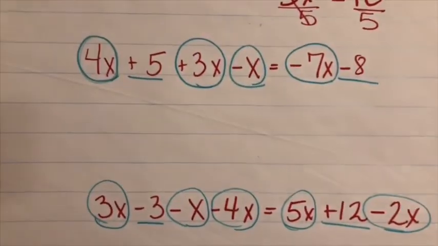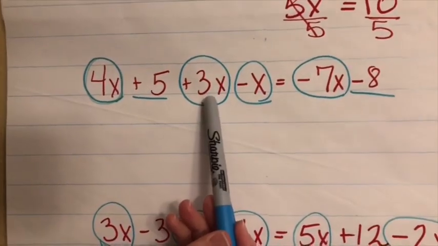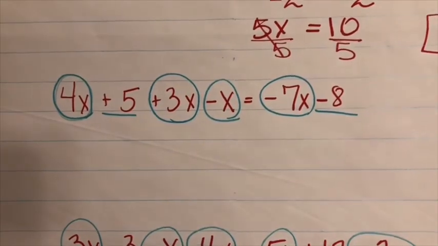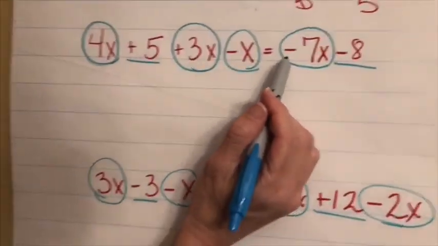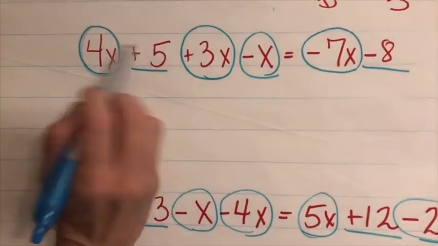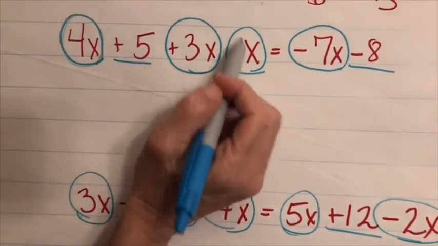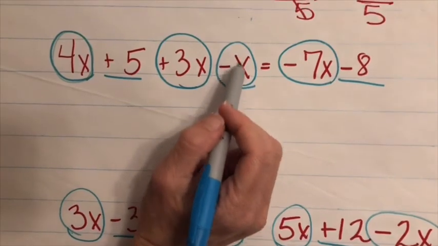Next one. Once again, I've already done all the circling. I have a 4x plus a 3x minus an x. I'm not going to worry about this side yet. I went ahead and circled it just so we would keep in mind that it's over there. So 4 plus 3 is 7 minus 1 because this x has an invisible 1 that's actually there.